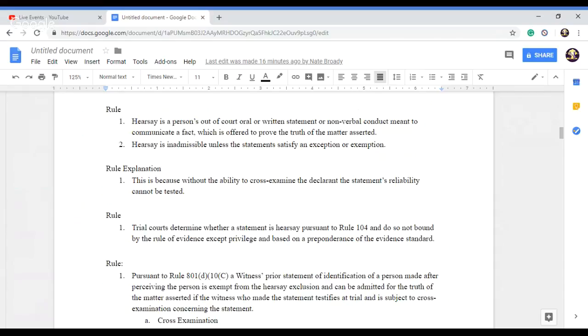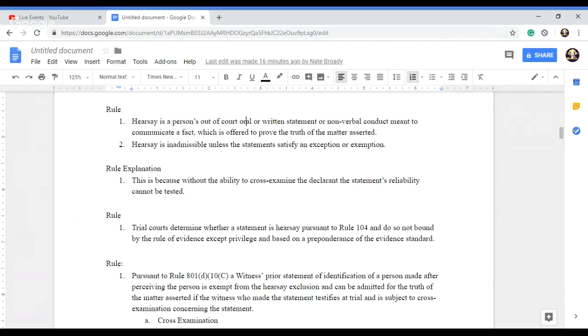Hearsay is a person's out-of-court statement or written statement or nonverbal conduct which is meant to communicate a fact which is offered to prove the truth of the matter asserted. Now, usually when we say hearsay, we will say an out-of-court statement offered for the truth of the matter asserted. But here, the professor's already defined what statement is within the rule. So hearsay is a person's out-of-court, and what you see here, oral, written, or nonverbal conduct, that's all statement. But instead of saying statement, the professor's listed it out.